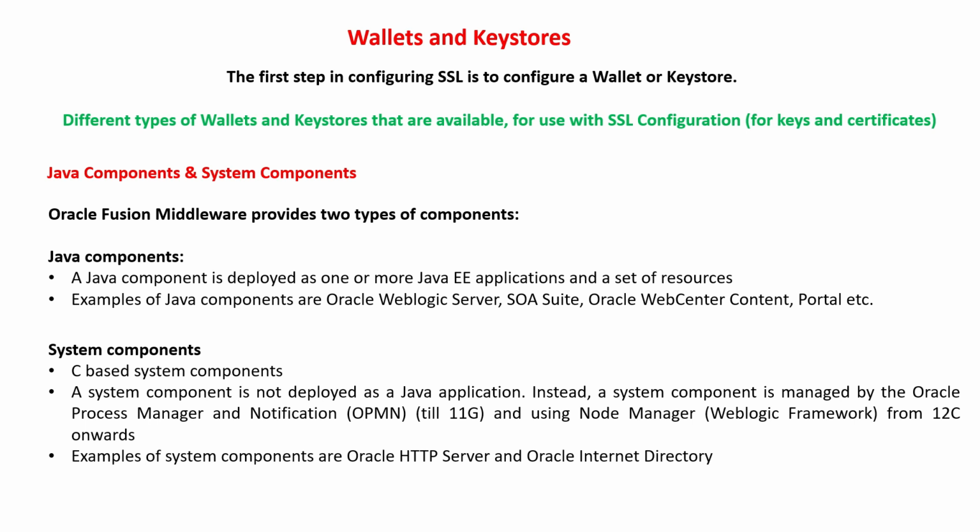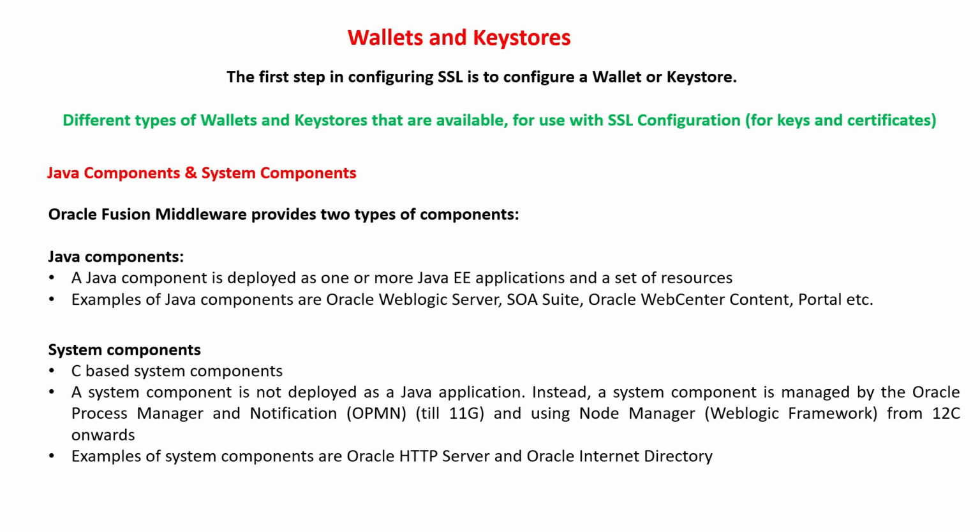Now, as I said, till 11g the system components were managed by the OPMN utility, and from 12c onward we use the Node Manager to control the system component. For example, if you would like to start or stop the system component, we use the Node Manager along with the WebLogic framework. So system components are bundled with the WebLogic framework, and the WebLogic framework helps us manage the system components. They are not deployed on your WebLogic. This is the difference between a Java component and a system component.